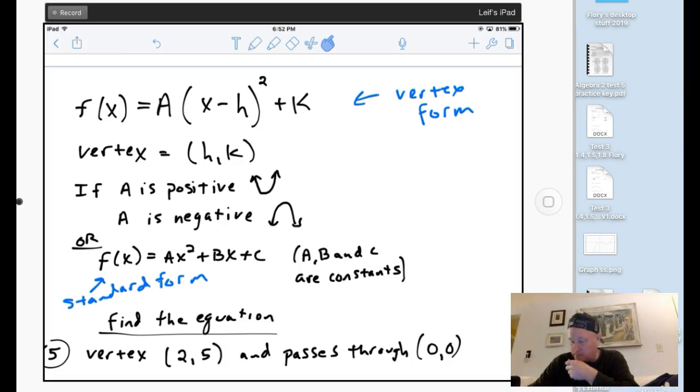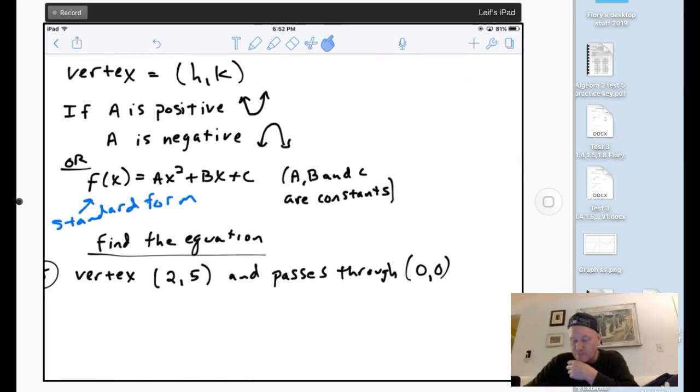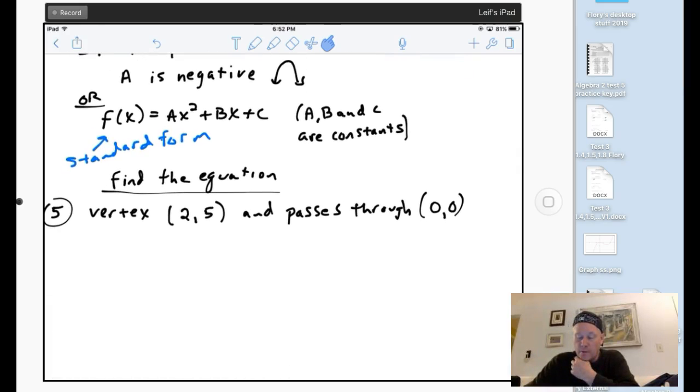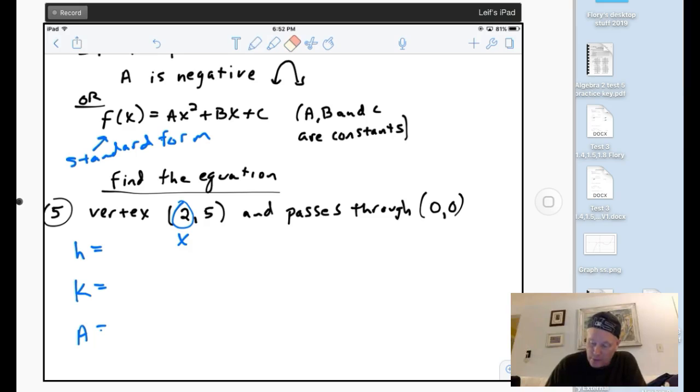Okay, so this time we're going to be finding the equation of the parabola where the vertex is 2, 5 and passes through 0, 0. So I need 3 things. I need h, I need k, and I need a. Okay, so vertex, I've already got the h's there. Whoops, shouldn't put x. That's h. This is k. So I've already got 2 of them. I can plug that in already with the 2 and the 5.